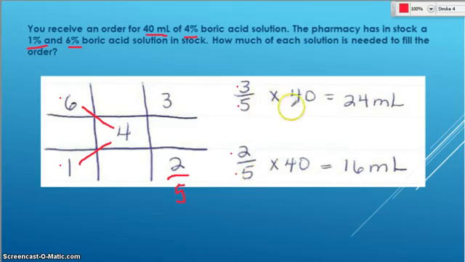Take both of those ratios times the quantity we want to prepare, in this case 40, and you're going to get 24 mils of the 6%. And remember, the way we know what it is because we're reading across, and 16 mils of the 1%. Adding those together to check, 24 plus 16 does give me 40. So I did get this one correct as well.